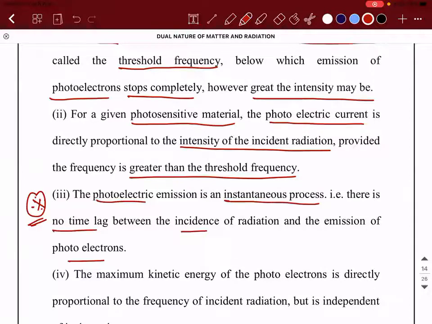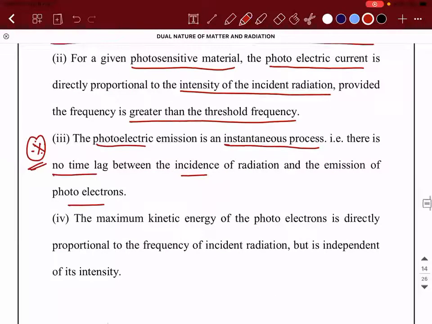And the fourth point is, the maximum kinetic energy of the photoelectron is directly proportional to the frequency of the incident radiation, but is independent of its intensity. This also we saw yesterday. So the maximum kinetic energy will decide the stopping potential. And when you keep the intensity of the radiation constant, it is observed that the stopping potential is the same for all the materials.